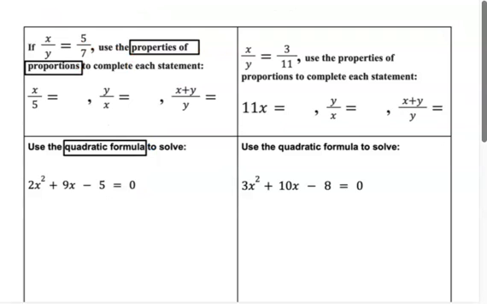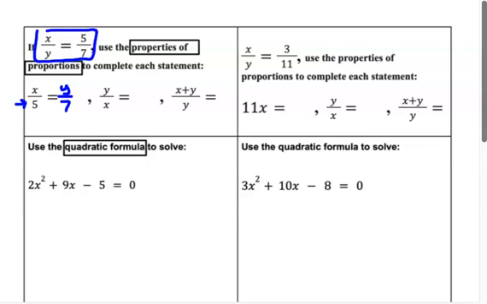Page 2. Okay, the ways that you can move around some proportions. They're going to give you a proportion to begin with. There's 3 different properties to know to complete each statement. First thing they have here is they did, instead of x over y, now it's an x over 5. So that's what moved. One of the properties is you can switch the means. So if the 5 replaced the y, the y is going to go back where the 5 was.